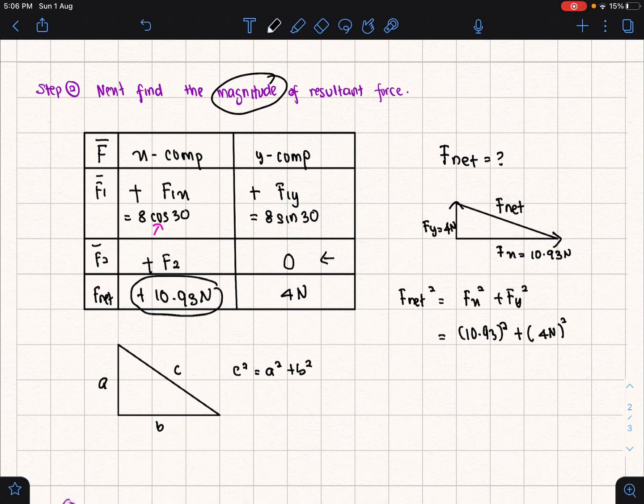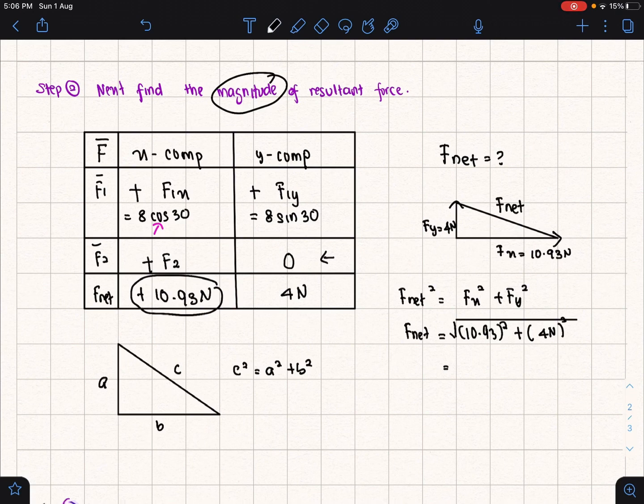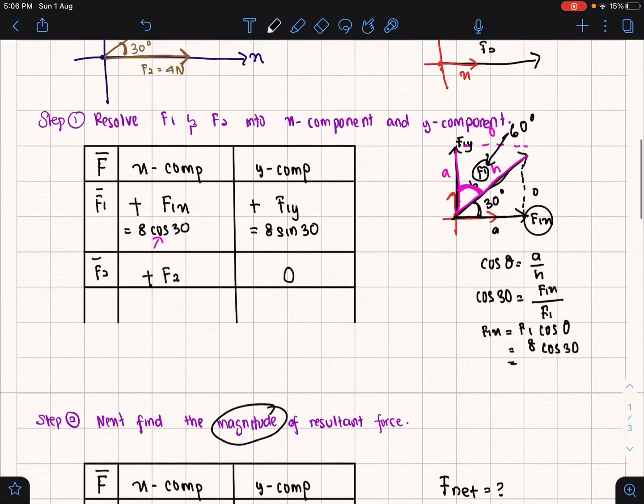Alright, tapi you have to remember kita nak F net sahaja, kita tak nak F net square. So what you do is you write F net here, square tu awak bawa ke kanan, jadikan dia square root. Alright, so awak pun tekan kalkulator, awak akan dapat jawapan kamu, you will end up with 11.64 Newton. So this is the magnitude of your resultant force. Okay, so general equation dia dekat sini adalah F net akan sama dengan square root Fx square plus Fy square.